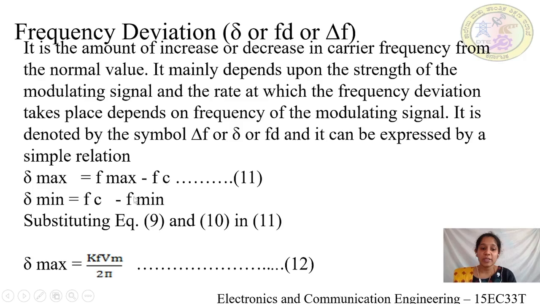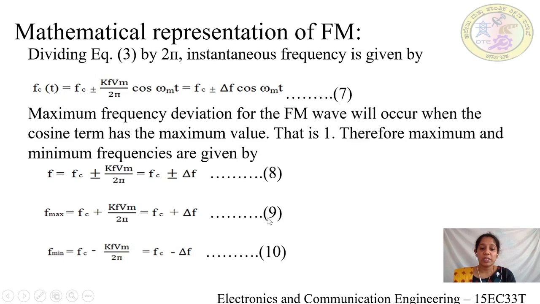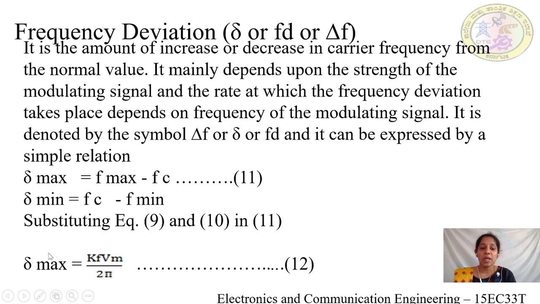So as already discussed, in the previous equation, the ninth equation, f max is equals to fc plus kf Vm by 2 pi. So hence delta max becomes kf Vm by 2 pi. So what is frequency deviation? It is the amount of increase or decrease.